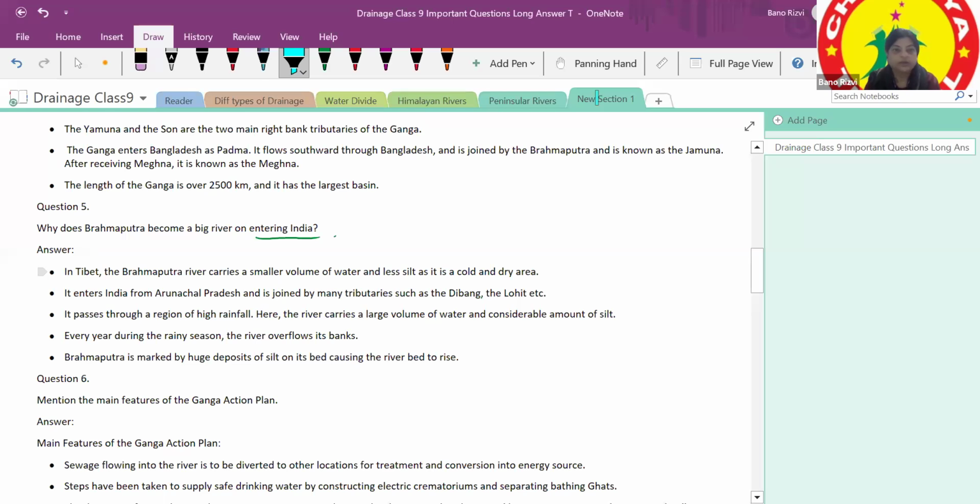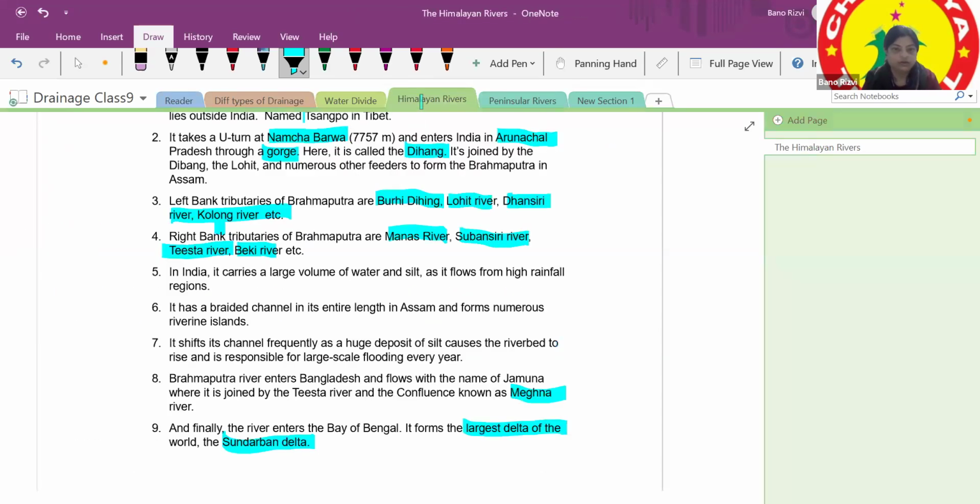So in Tibet, the Brahmaputra River carries a smaller volume of water and less silt as it is cold and dry. It enters India from Arunachal and is joined by many tributaries such as Dibang and the Lohit. It passes through a region of high rainfall. Here, the river carries a large volume of water and considerable amount of silt. Every year during the rainy season, the river overflows its bank. Brahmaputra is marked by huge deposit of silt on its bed, causing the river bed to rise. Okay, I will give you this answer. This is a more detailed answer.